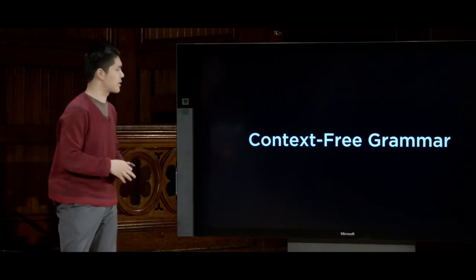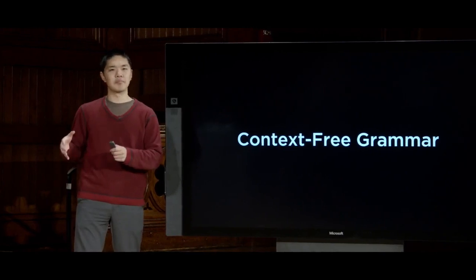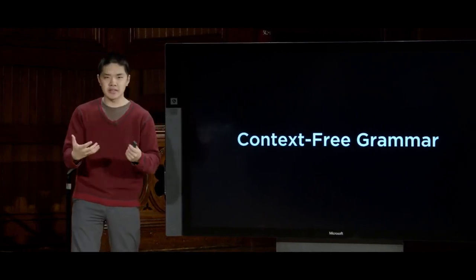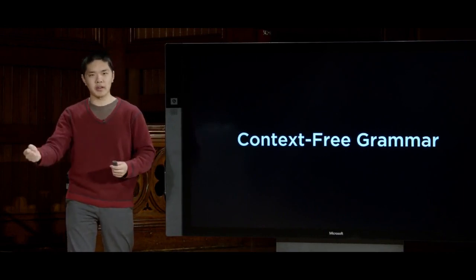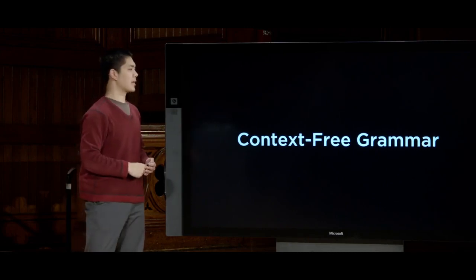And this is the one we're going to spend the most time on taking a look at today. What a context-free grammar is: it is a way of generating sentences in a language via what are known as rewriting rules, replacing one symbol with other symbols. And we'll take a look in a moment at just what that means.